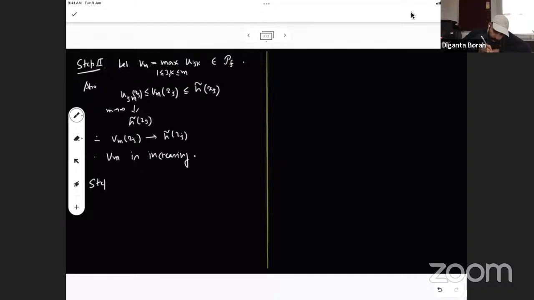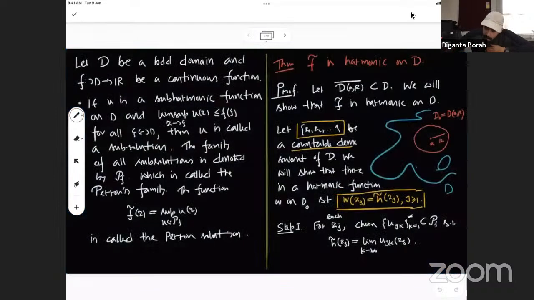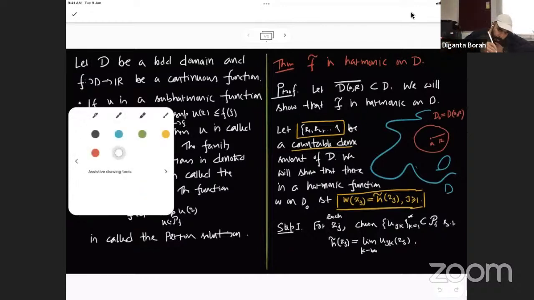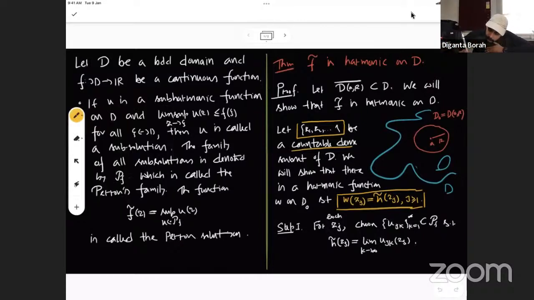Third step. I'm going to further modify this. My aim is to finally construct some harmonic function. So how am I going to do it? If you look at the previous picture, I have a sequence V_m. It is an increasing sequence of subsolutions. And I know that they converge to S tilde along a countable dense subset. So these are these yellow points.